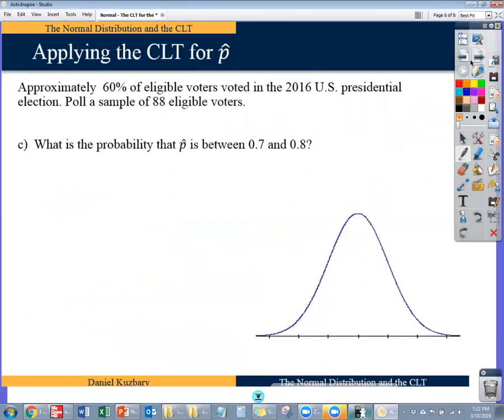Let's look at another one. I kind of want to skip this one. Is it okay if I skip this one?